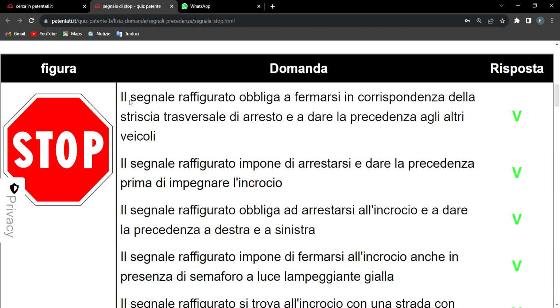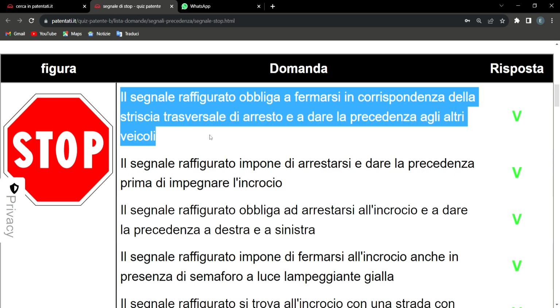Number one, the question says: il segnale raffigurato obbliga a fermarsi in corrispondenza della striscia transversale di arresto e a dare la precedenza agli altri veicoli. Let me explain this in English. Obbliga simply means obligatory, something that is compulsory. It says this sign is obligatory. You as a driver on a junction that has this sign, you have to stop.